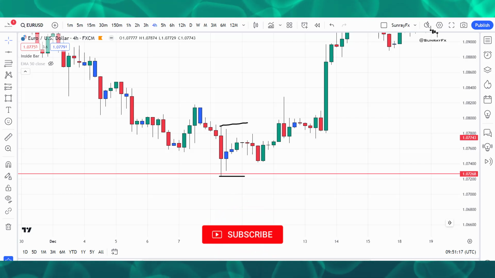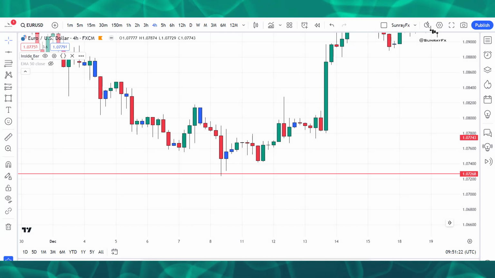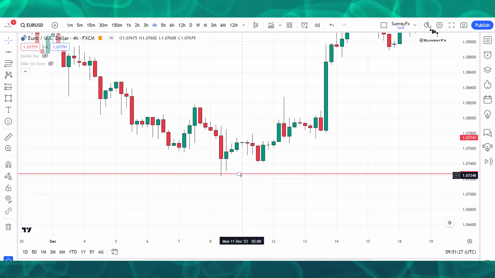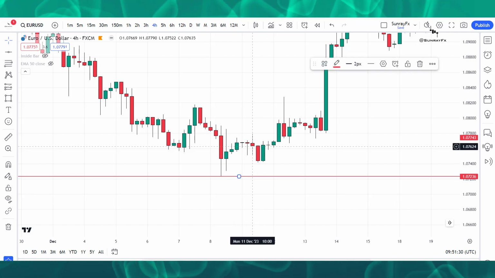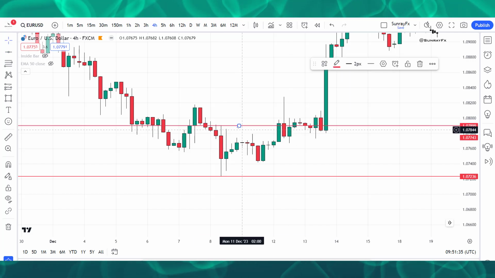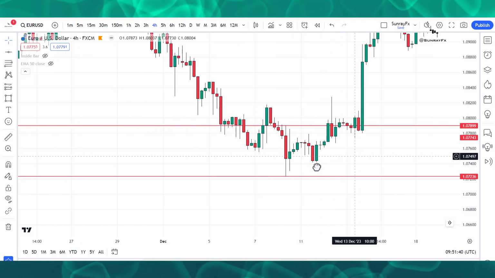All I need to do is to mark the high and mark the low of that inside bar, and then you come back to your chart. To avoid distraction, you toggle this off. Now my chart is back to normal. So I'll mark the high right here, and then I'll mark the low, and then mark the high right here. Can you see? Mark the low and mark the high. So this is my inside bar now.